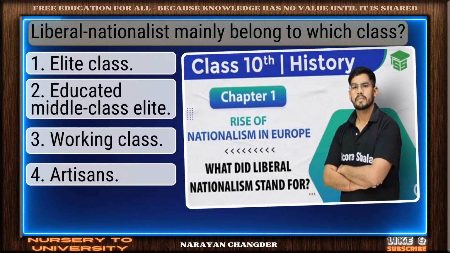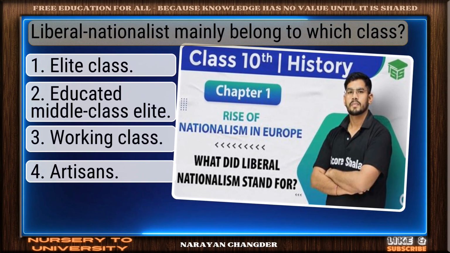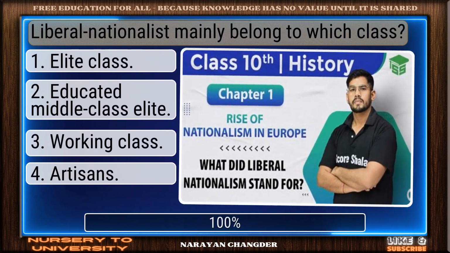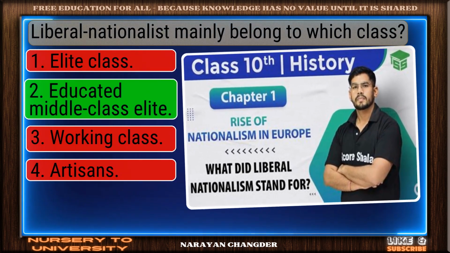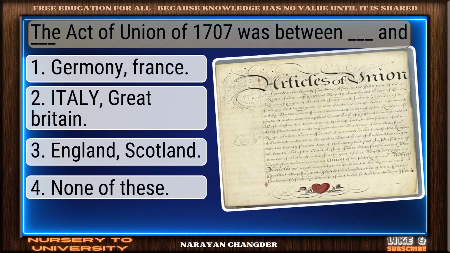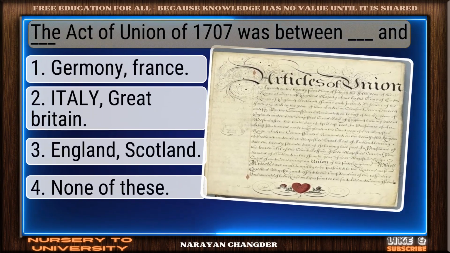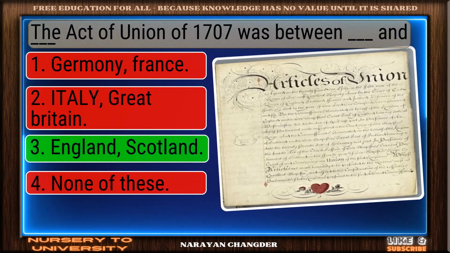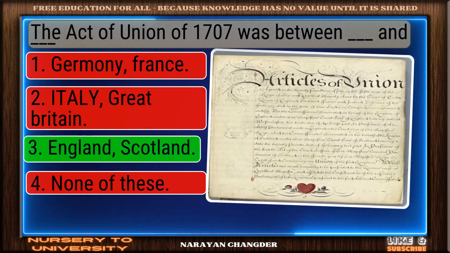Liberal nationalists mainly belong to which class? Great job. Educated middle-class elite is accurate. The Act of Union of 1707 was between dash and dash. Well picked. England, Scotland is correct.